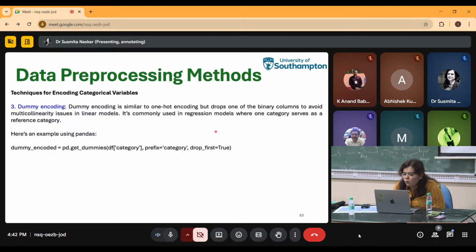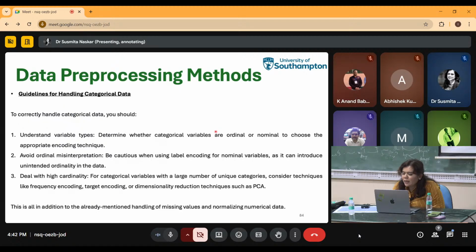Then, if you try to understand the discussion of categorical data by focusing on best practices and guidelines for handling it correctly, getting this right can prevent major issues downstream in your model. The first one is to understand the variable types. That's very important. Always first identify whether your categorical variables are ordinal or nominal, right? This determines which encoding technique is more appropriate. For example, label encoding works better for ordinal, whereas one-hot or dummy encoding is better for nominal cases.